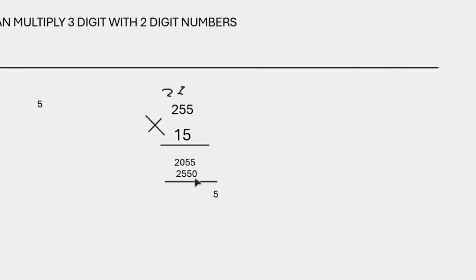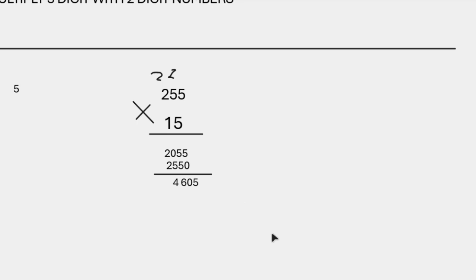Now right here, we have 5 plus 5 makes 10. We put a 0 here and put a 1 over the 0. So 1 plus 0, 1. Then 1 plus 5 makes 6. And 2 plus 2, 4. So 255 times 15 makes 4,605.